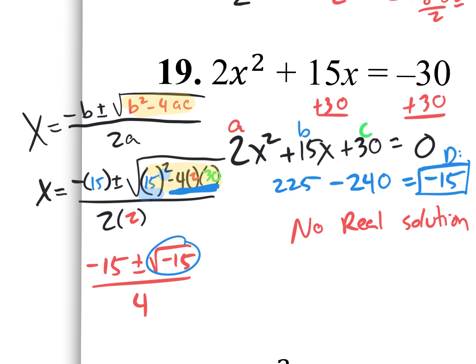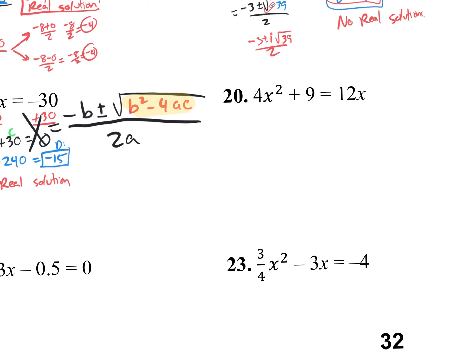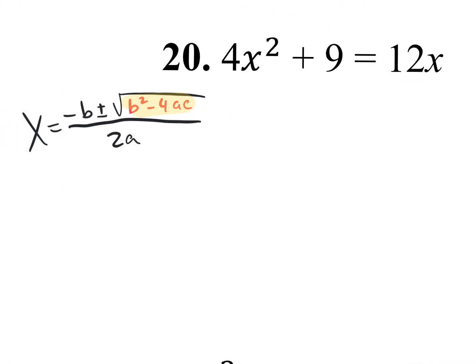What does that mean? That if you were to graph the original parabola 2x squared plus 15x plus 30, it would be opening up with the pattern not 1, 1, 2, 4, 3, 9, but 1, 2, 2, 8, 3, 18, and it would not cross the x-axis. The vertex would be above the x-axis. Because it does not have any real solutions, that means it has no real x-intercepts. Number 20.